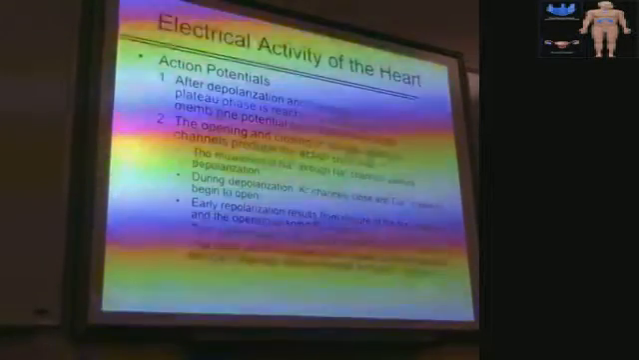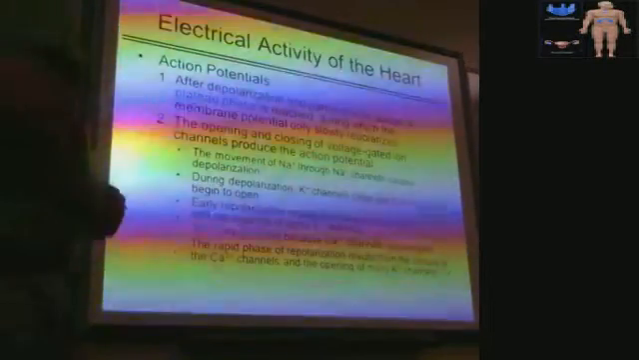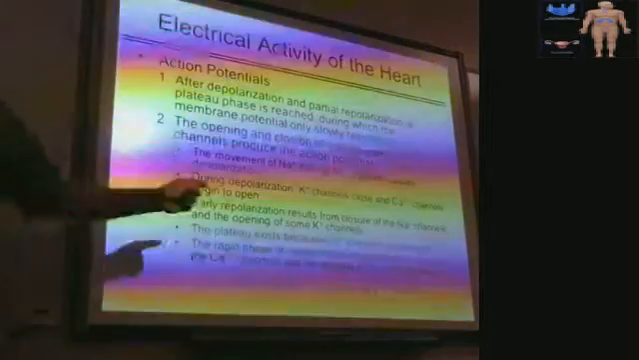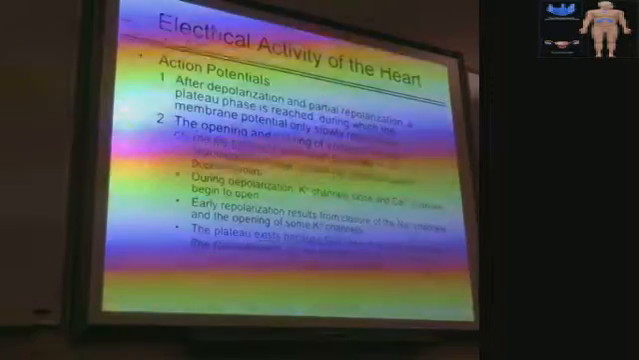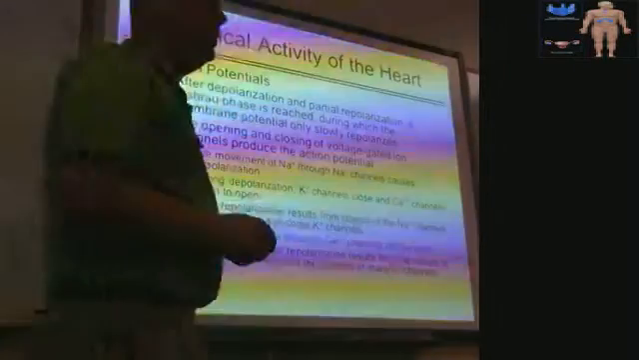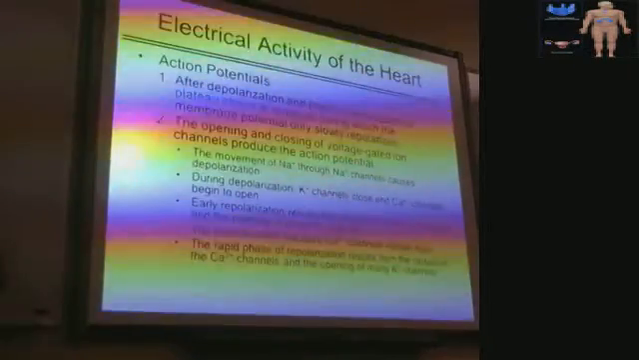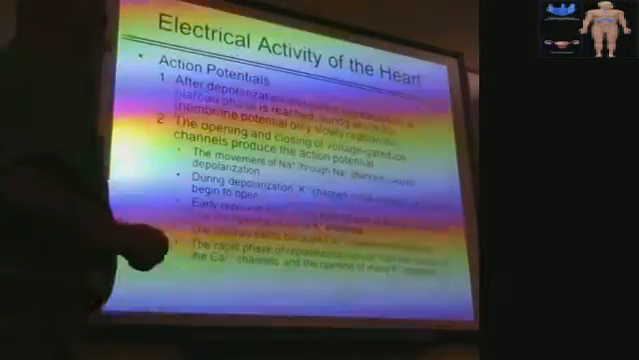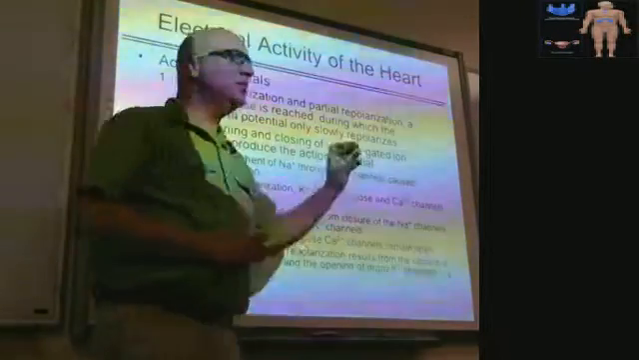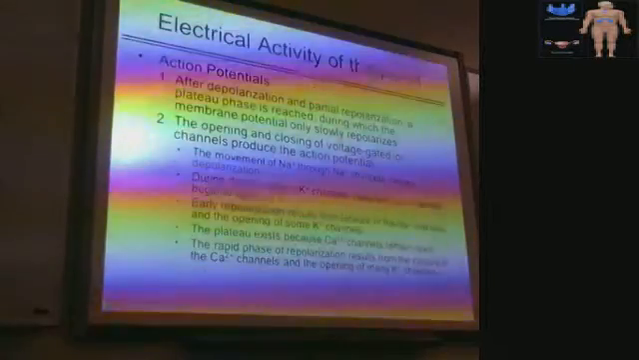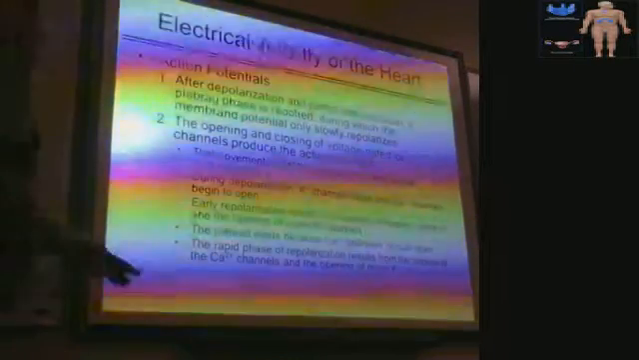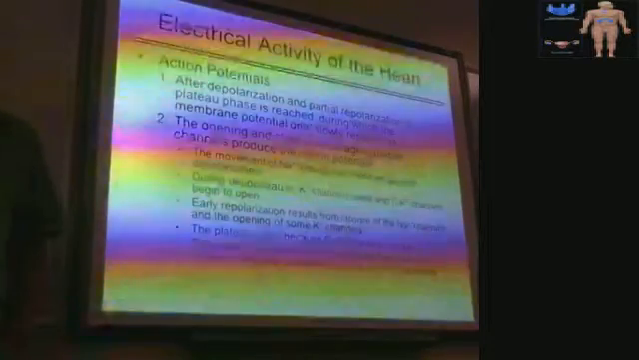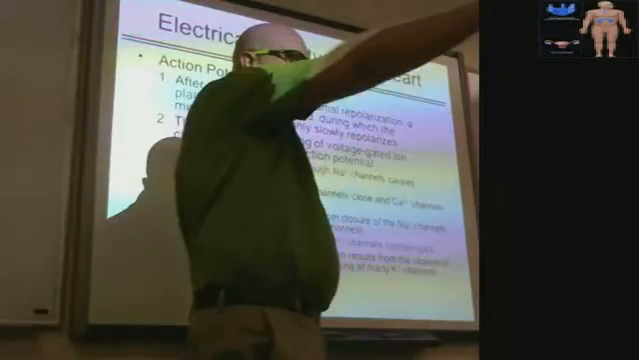The movement of the sodium through the sodium channels causes depolarization. During depolarization, potassium channels close and calcium channels begin to open. Early repolarization results from closure of the sodium channels and the opening of some of the potassium channels. The plateau exists because the calcium channels remain open, so it stays steady.